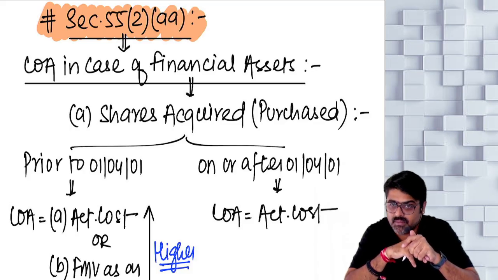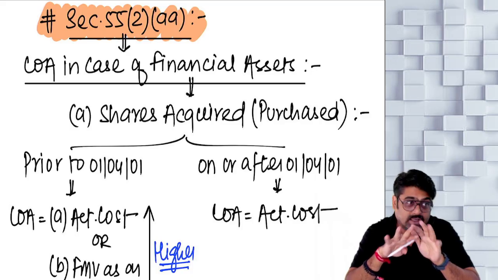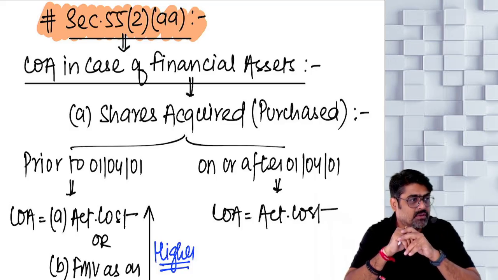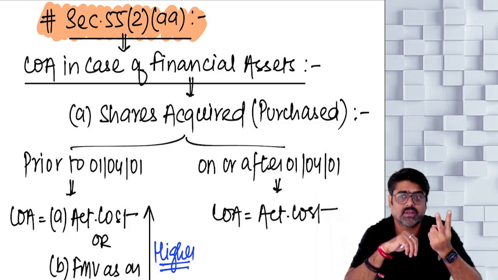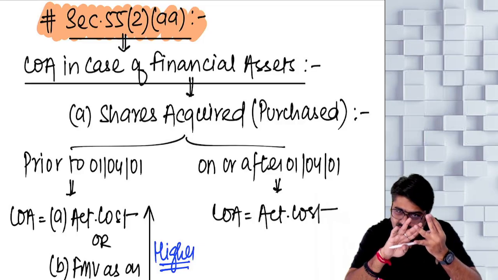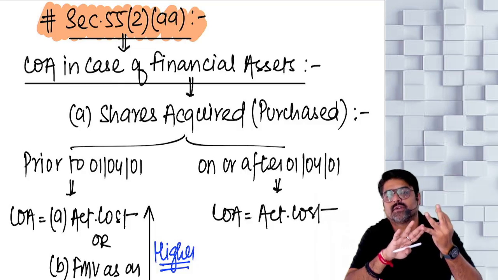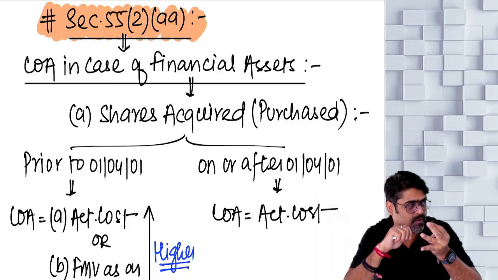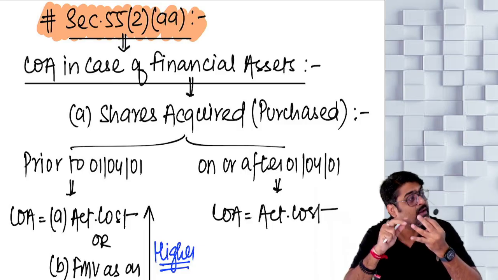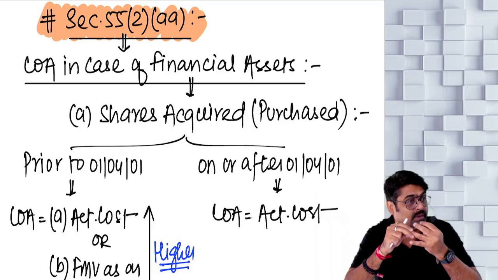Cost is defined for shares, bonus shares, then rights, and then right shares. Four assets. Number 1, shares. Number 2, bonus shares. Number 3, rights and right shares. If you exercise the right, you get right shares. But if you don't exercise the right, or you renounce the right in favor of someone else, then you will calculate the capital gain on renouncement of right.